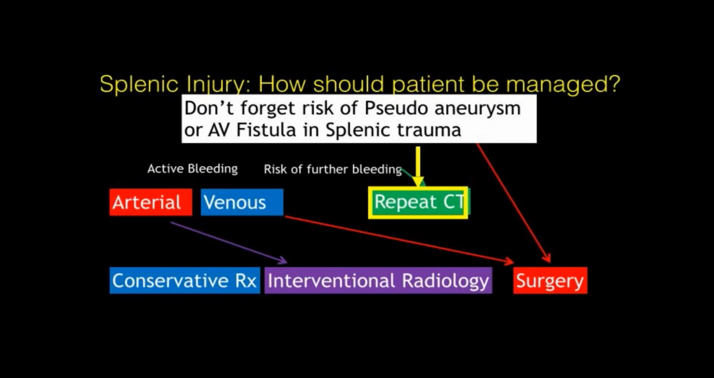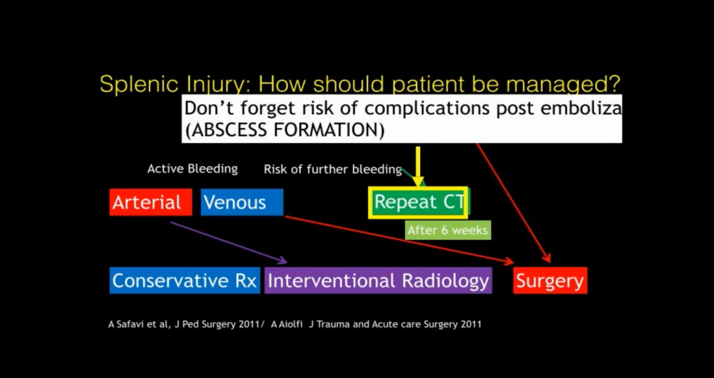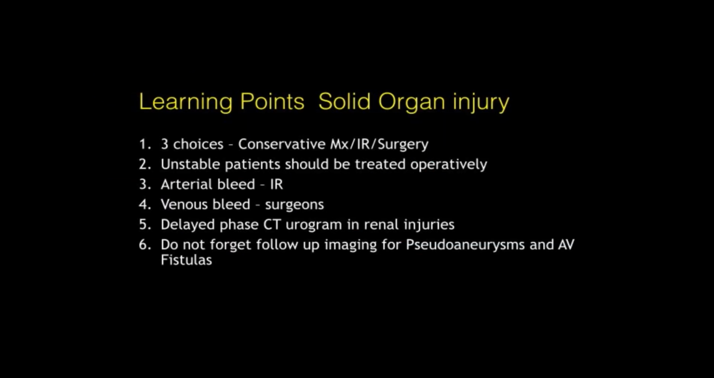So the final thing to say is that when you're following people up who've had a splenic injury, if they still have a spleen, then you definitely need to follow them up. So the first thing is they obviously still have a risk of developing a pseudoaneurysm or an AV fistula. So just like with the liver, you need to do follow-up CT within about 72 hours. And then in the post-embolization patients, you need to follow them up at about 6 weeks, because you need to be looking for the risk of abscess formation as well. So those are the 2 things to remember with the spleen.